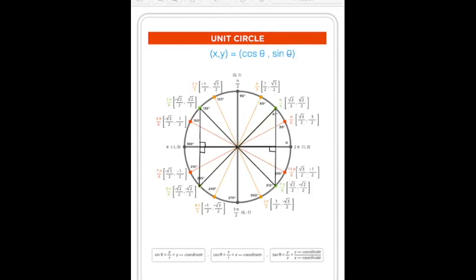Now, let's look at why this works. Cosine and sine. Let me see. If I can set this up quickly. Uh-oh.